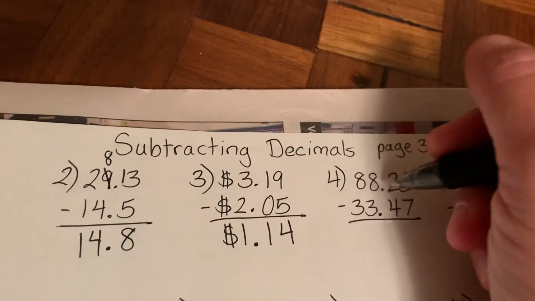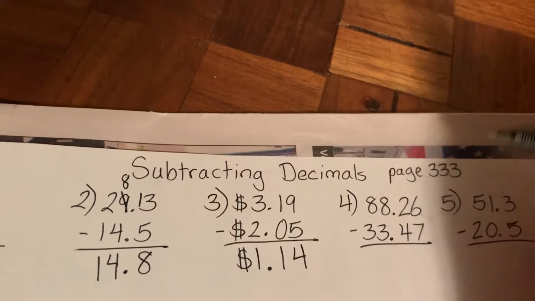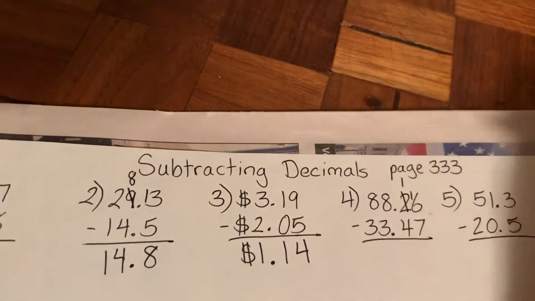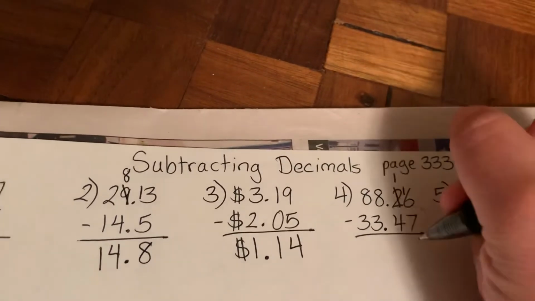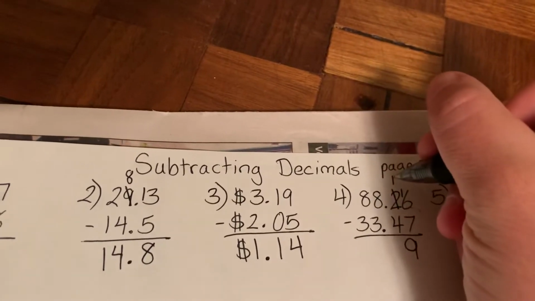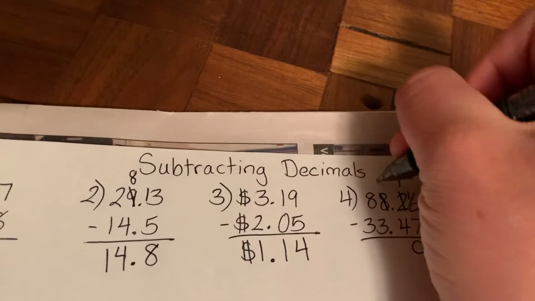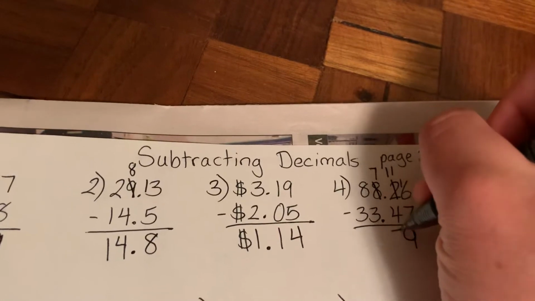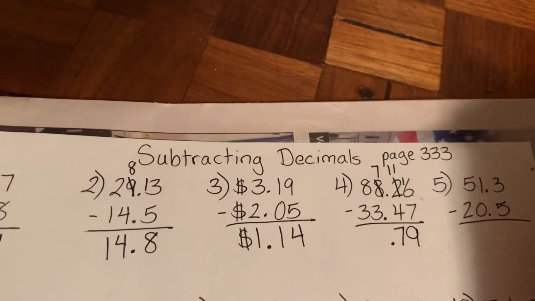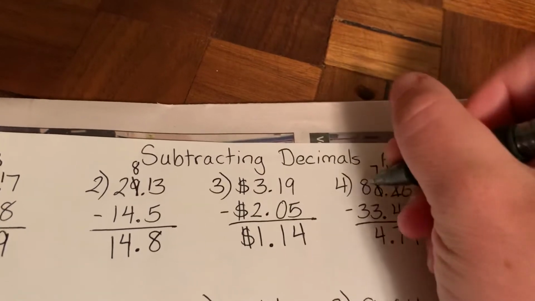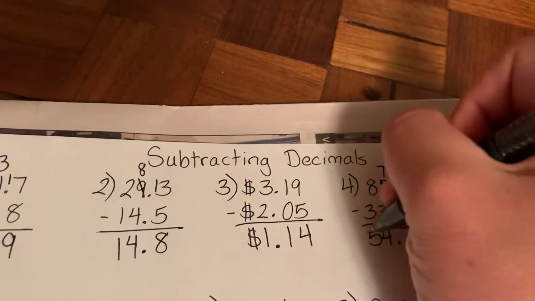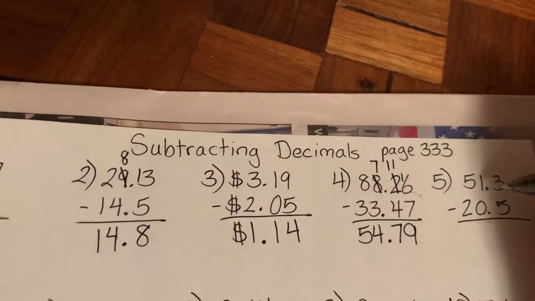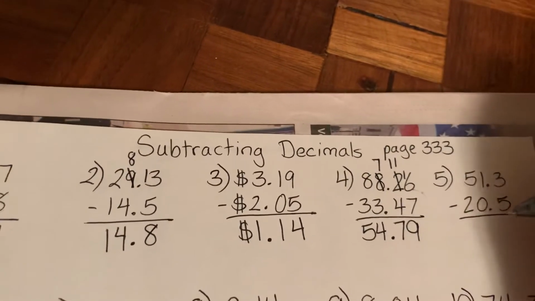Number 4 is 88.26 minus 33.47. 6 cannot take away 7, so I'm going to borrow. Make this a 1, make this 16. 16 minus 7 is 9. We cannot do 1 minus 4, so borrow from the 8. It becomes 7. Now we have 11 minus 4. 11 minus 4 is 7. Bring down your decimal. 7 minus 3 is 4. And 8 minus 3 is 5. So the answer is 54 79/100.